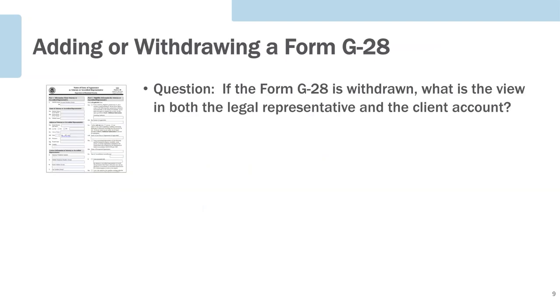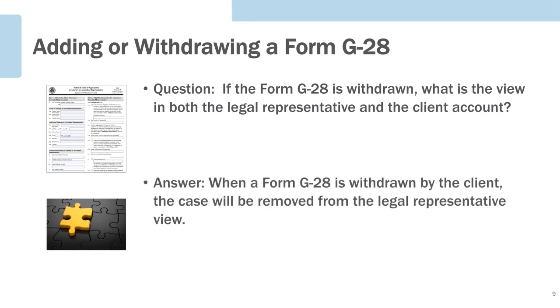We've had questions about the G28 that I would like to go over, two in particular. The first is, if the G28 is withdrawn by the client, will the submitted application be removed from the representative's online account, but remain on the client's applicant portal? And the simple answer to that is yes, that's exactly what happens. When the client withdraws the G28 and severs the relationship between the legal representative and the client, then any work done for that client is not going to appear in the legal rep account, but it's going to remain in the client's account.